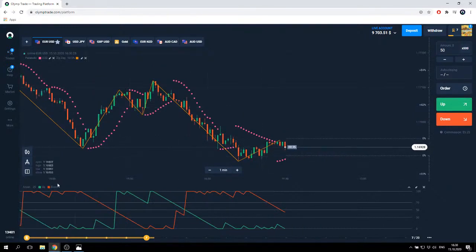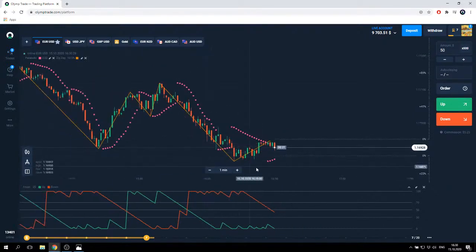So, how are we going to understand the Aroon up and down? Very, very interesting thing, guys. If you see this red line, this is the Aroon down line, and this green line is the Aroon up line.